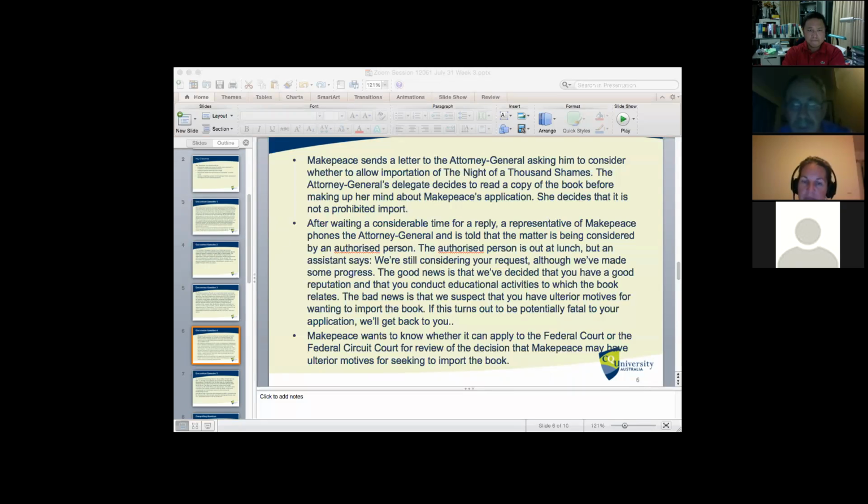The bad news is that we suspect that you have ulterior motives for wanting to import the book. If this turns out to be potentially fatal to your application, we'll get back to you. Makepeace wants to know whether it can apply to the Federal Court or the Federal Circuit Court for review of the decision that Makepeace may have ulterior motives for seeking to import the book.